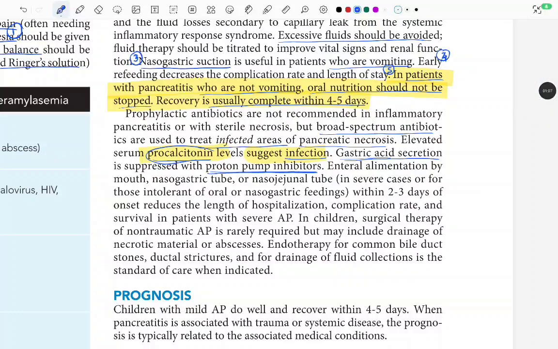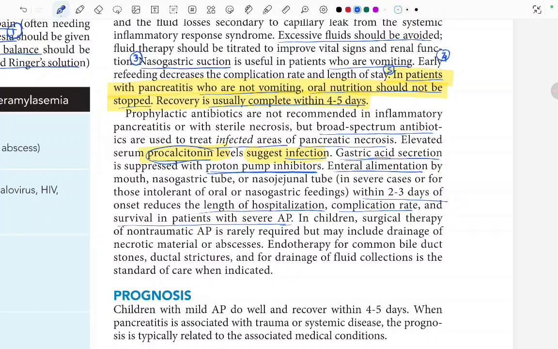So this enteral alimentation is basically enteral feeding. It's a method of providing nutrition directly into the GI tract when a person cannot eat enough by mouth, but their digestive system is still functional. So we can do that by mouth or nasogastric tube or nasojejunal tube within 2 to 3 days of onset. So we have to start within 2 to 3 days of onset. This enteral alimentation reduces the length of hospitalization. Complication rate is also reduced, and survival in patients with severe AP improves.